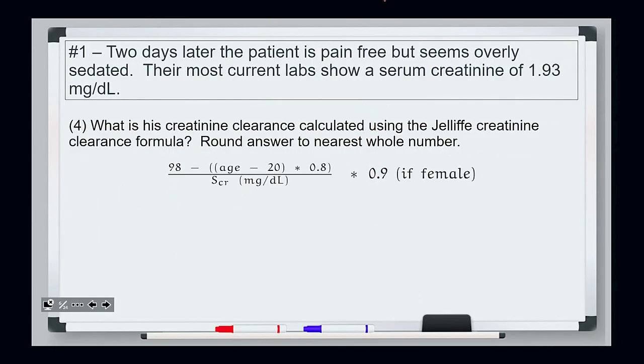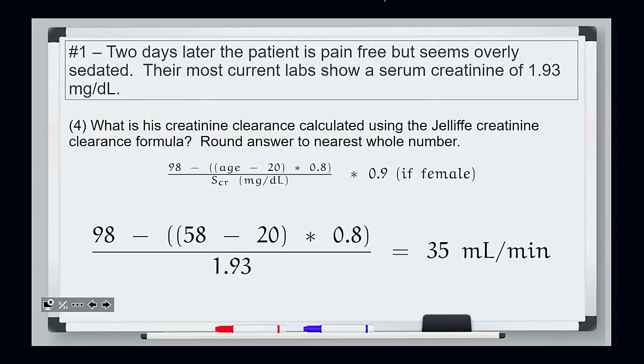Okay. Now they have been on that for a while, but they got their creatinine clearance back and they seem sedated, so maybe our drug isn't being cleared fast enough because of the renal function. So let's calculate the renal function. What could possibly go wrong with this? Again, if you're not careful with the gender factor, but it's a male, so we will not apply the 0.9. Just use your age, 58, and do the math correctly using the serum creatinine. Did everyone get 35? Okay, so 35 milliliters per minute.